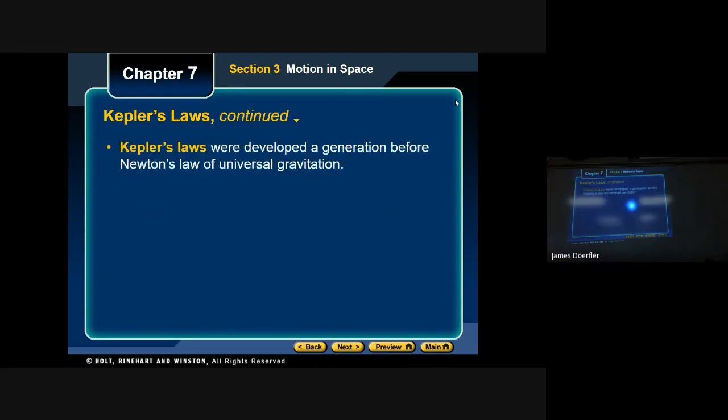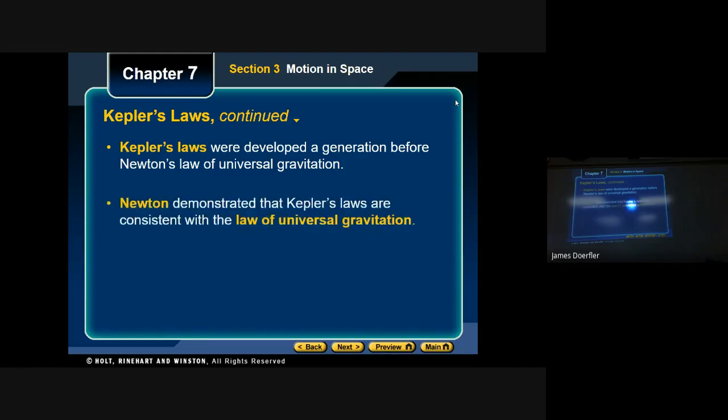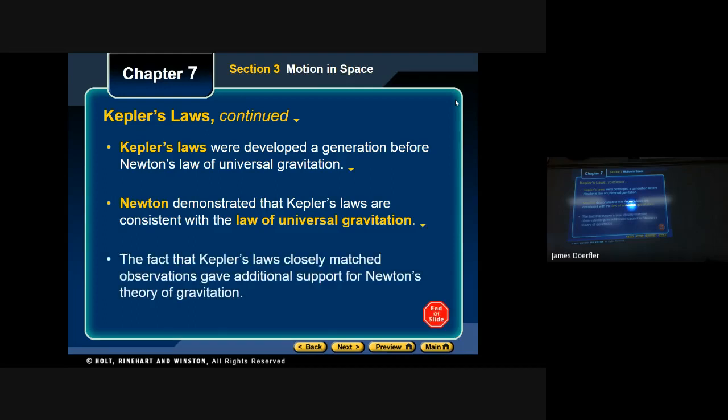So, these laws that Kepler developed were done well before Newton came out with his law of universal gravitation. But Newton took it a step further, that is Kepler's ideas and laws, and he said, yeah, they're consistent with my law, because I'm Newton. They're good with me, so that means they're okay. So the fact that Kepler's laws closely matched observations gave additional support for Newton's theory.